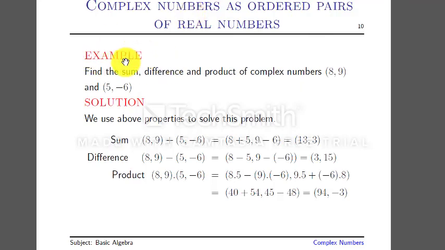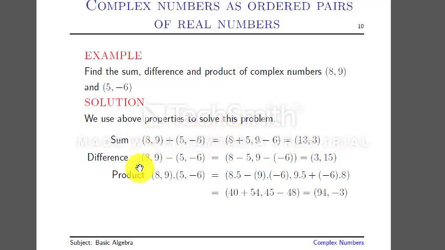For example, we have to find the sum, difference and product of two complex numbers. (8, 9) and (5, -6) are two complex numbers, and we have to take the sum, difference and product of these complex numbers. These two complex numbers are in the form of the ordered pair. To take the sum, the real part must be added to the real part, like 8 plus 5, comma, and 9 plus minus 6. 9 plus minus will be minus, so 9 minus 6. 8 plus 5 is 13, 9 minus 6 is 3. The comma is the standard form of the ordered pair, and so this is a new complex number (13, 3), which we have obtained from the sum of the two complex numbers.